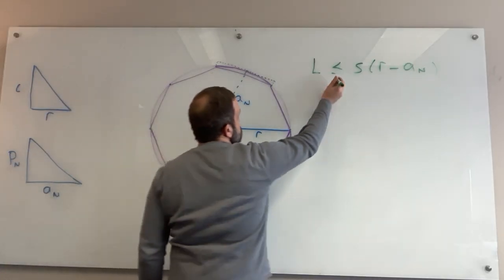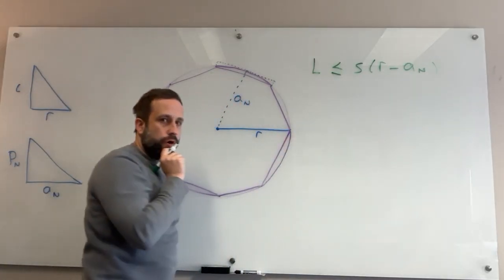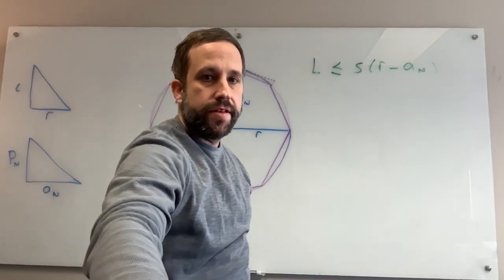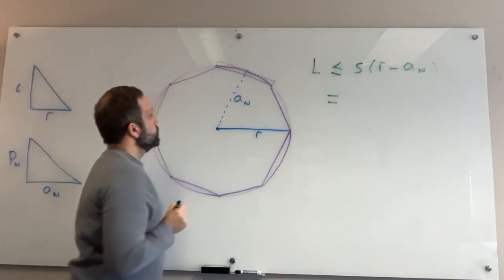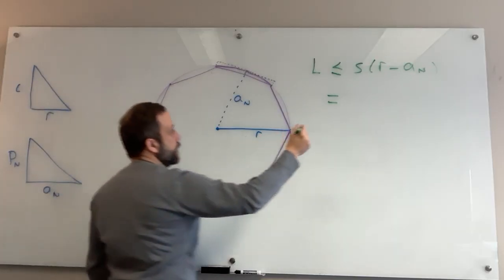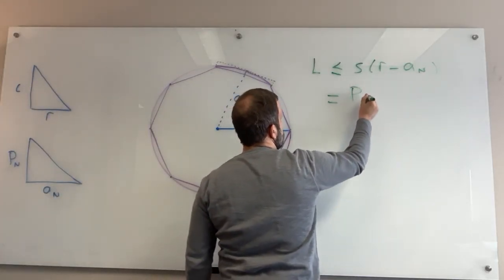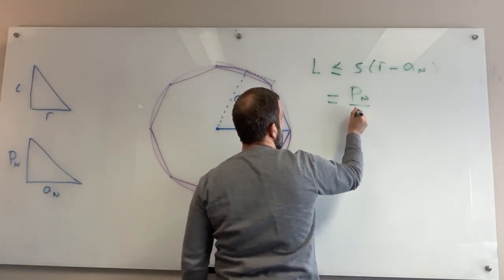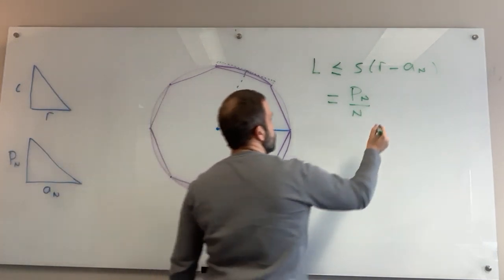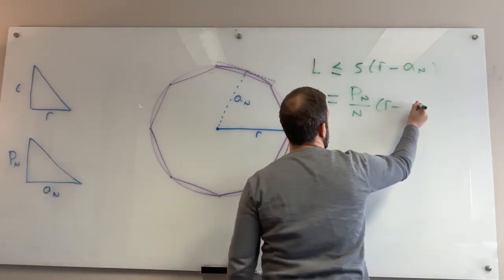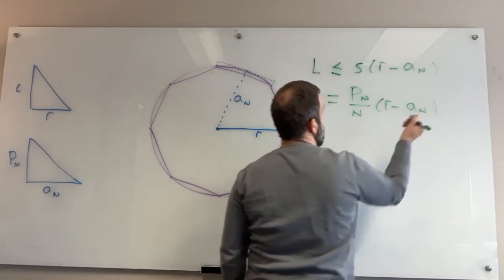Now, what is the side length? Let's think about this. The side length is equal to the perimeter of the inscribed regular polygon divided by n, because all the sides have the same size. And then times r minus a sub n.